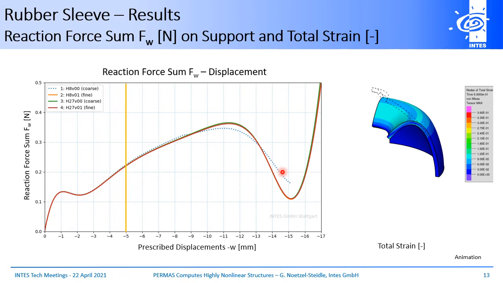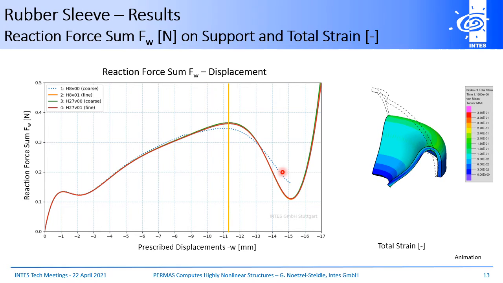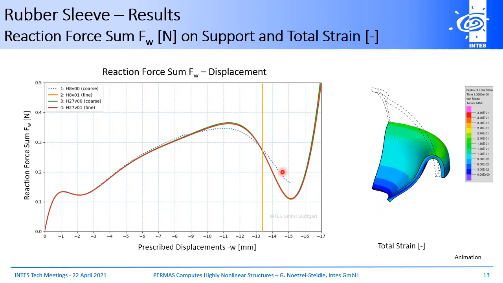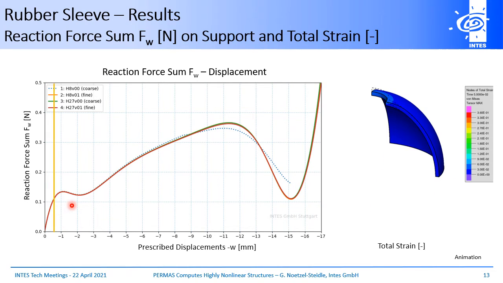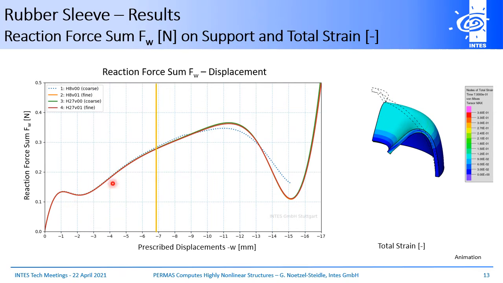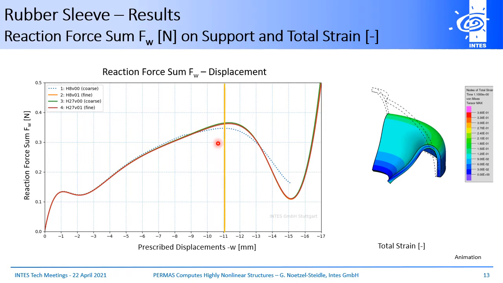The animation shows the development of deformation and equivalent total strain over increasing displacements. Starting with the first local maximum, we have another increase in force to a second maximum, and then a breakdown of stiffness.